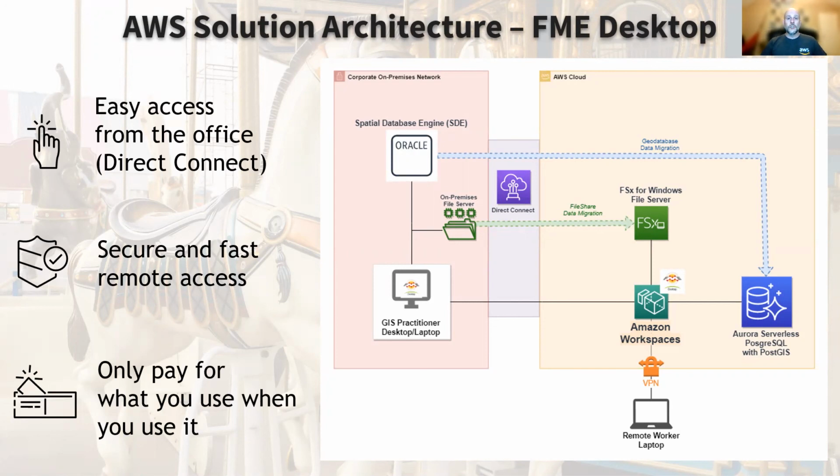Once in AWS, you can access a relational database, an enterprise geodatabase in Aurora Serverless, for example, using PostgreSQL, or you can access file-based GIS data in FSx for Windows as a file server.